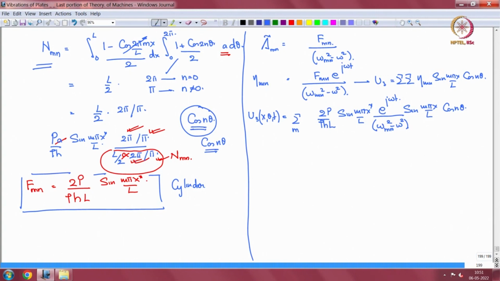Now given this situation, what is u3 at x star, theta, t? That is the sum over m of twice P by rho h L sine m pi x star by L squared, because this also becomes the same, cos n theta e to the power j omega t by omega mn square minus omega square.